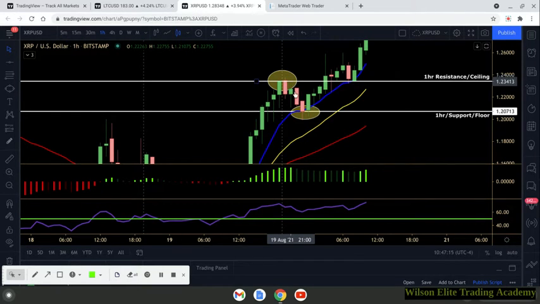This is your high of the day. This is your low of the day. This candle right here was the candle that broke structure. And what do I mean? This was the candle that was bold enough to break out and close above this line of resistance.